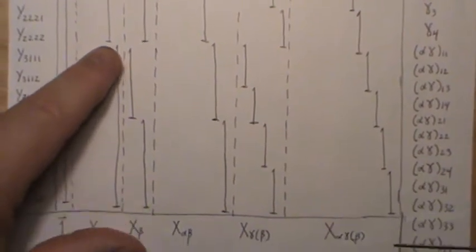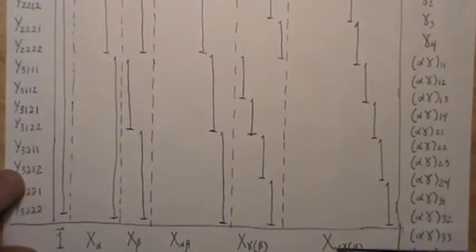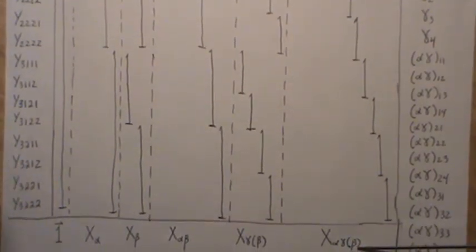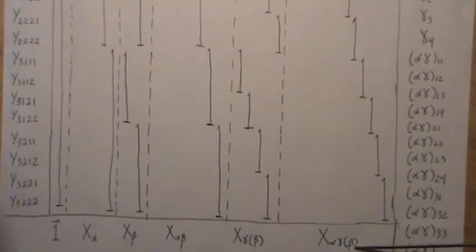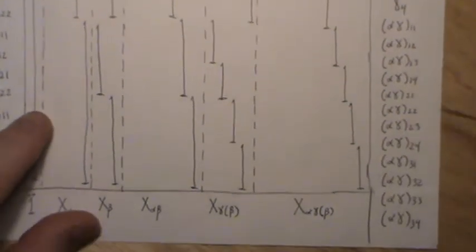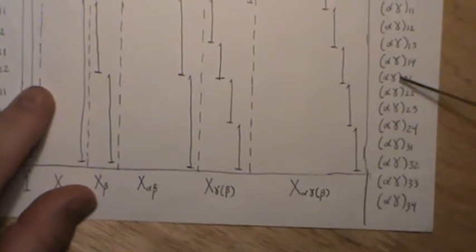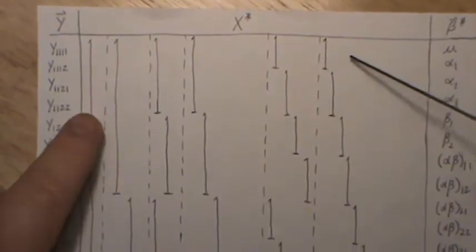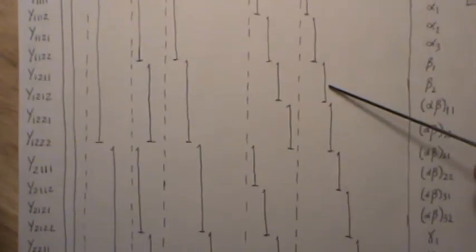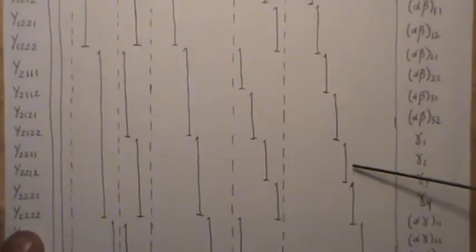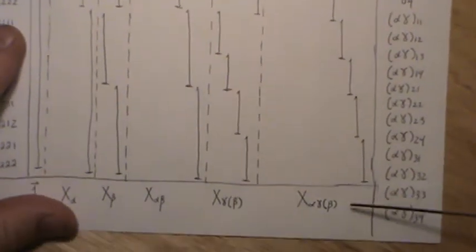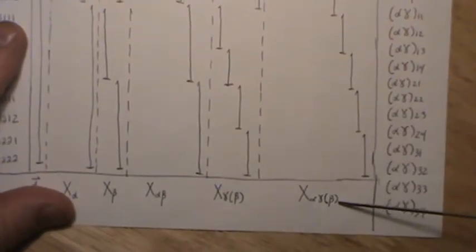Now the interaction between factor A and factor C nested within B, since they're nested, will get their own effect. So there are 12 parameters associated with this. And so there are going to be 12 columns within this interaction space nested within B.